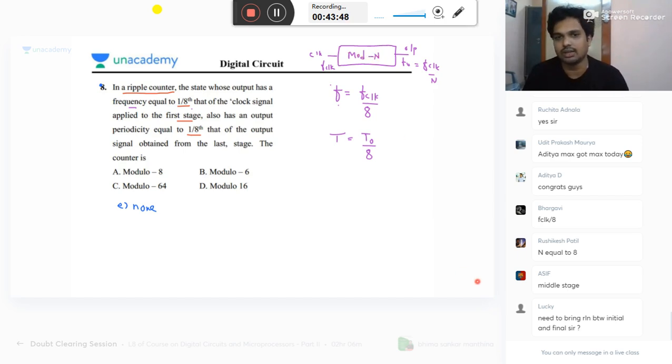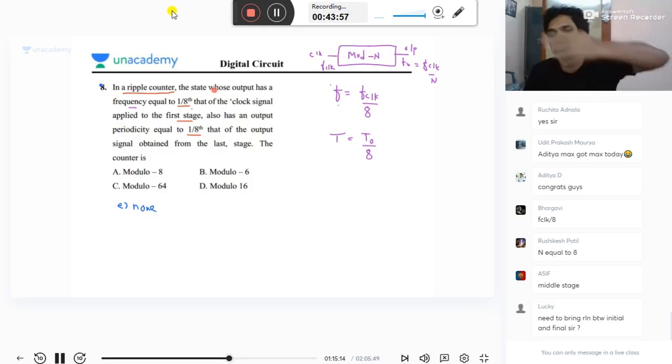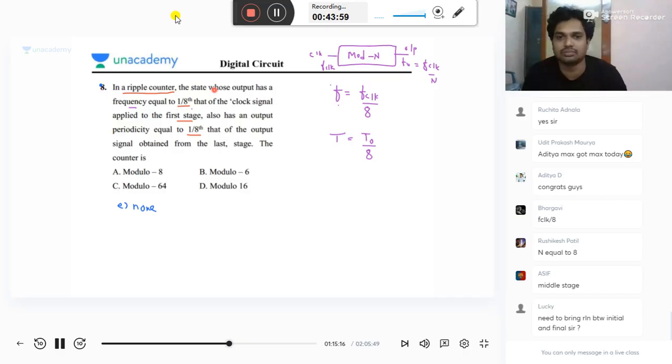The examiner is good like me. That's why he gives up and down, both answers. So some people want one more question. Let's do it.